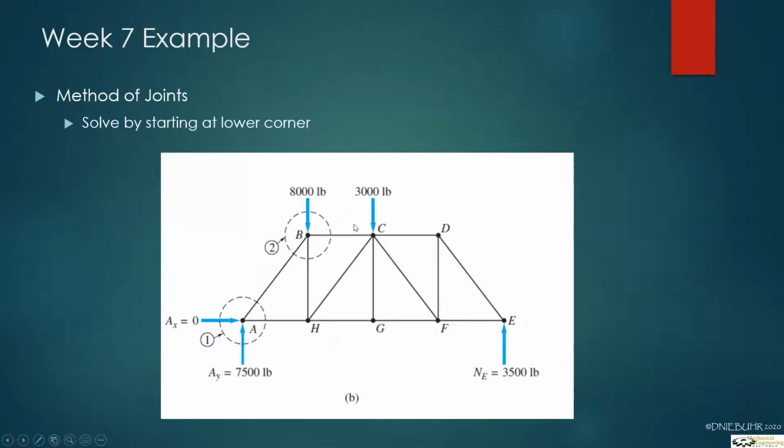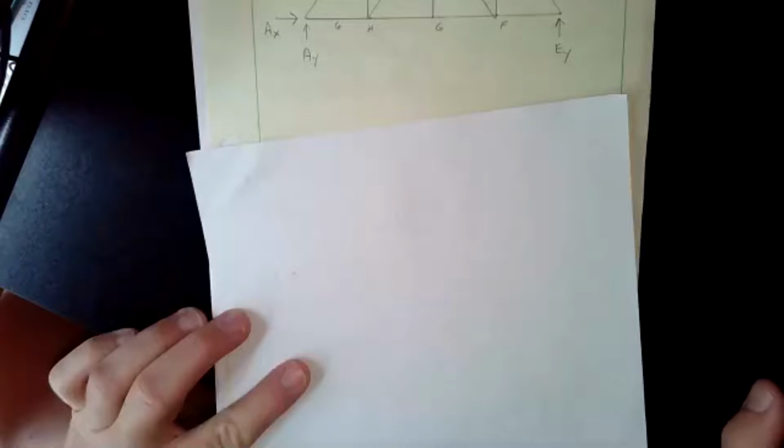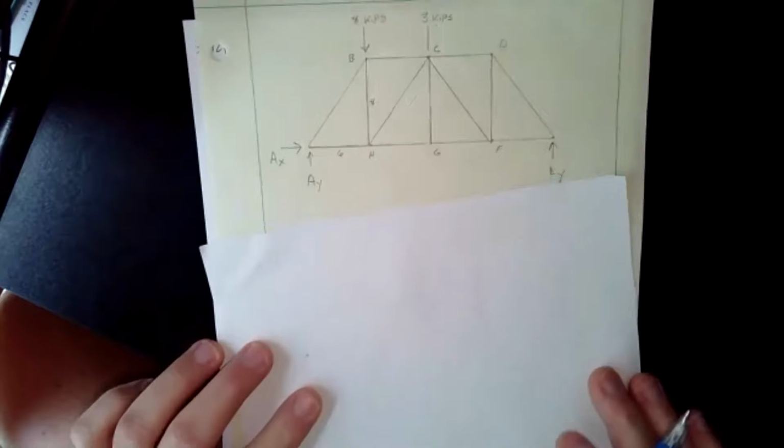So how do we start a truss like this if we want to solve it? Well, like I said before, we want to start in the lower corner, okay? So we start over here and we work our way through it. Now, how do we do that? So I'm going to go ahead and transfer to my sheet. There we go.